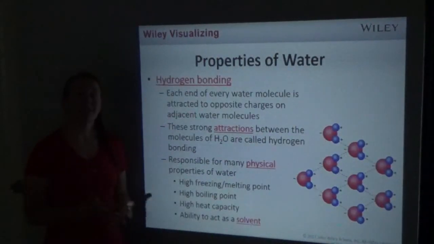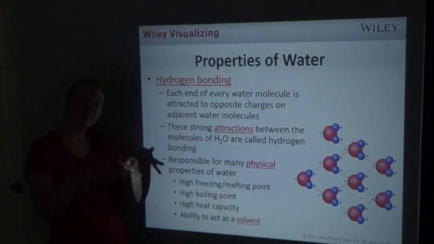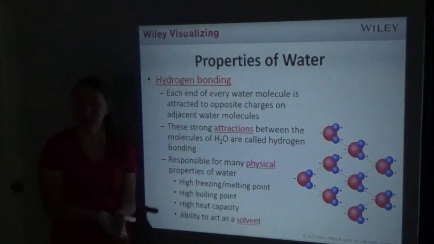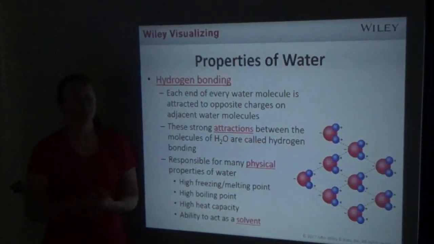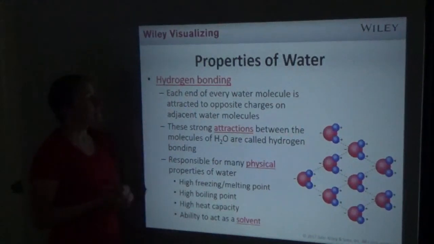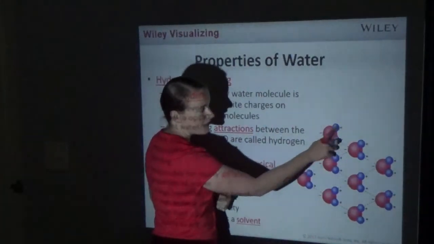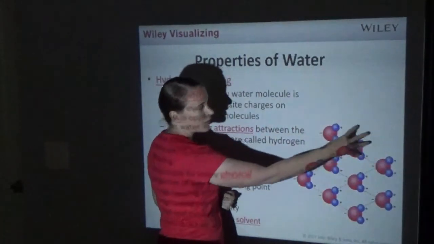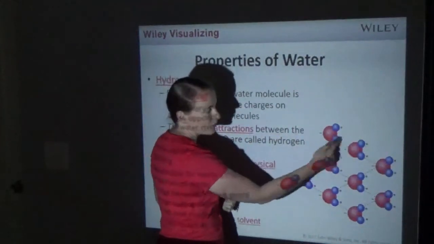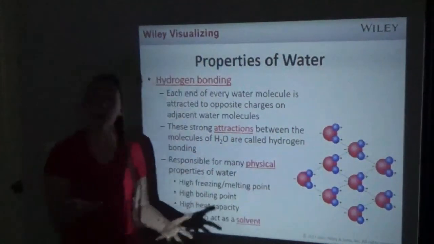So when it acts like a magnet and has these partial positive and negative sides, opposites can attract. So that's what brings us to hydrogen bonding. Each end of every water molecule is attracted to opposite charges on adjacent water molecules. So if you have the positive side of hydrogen and another water molecule comes near it, it will be attracted to the negative side of that water molecule.